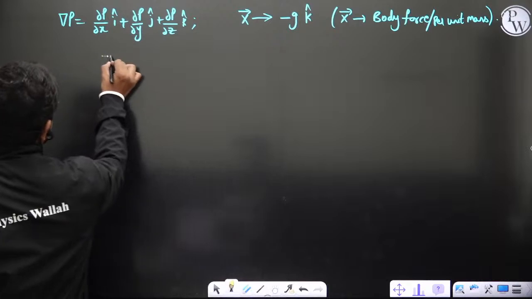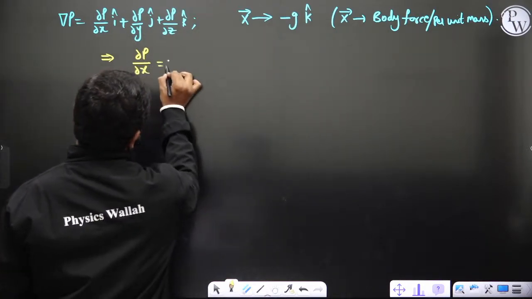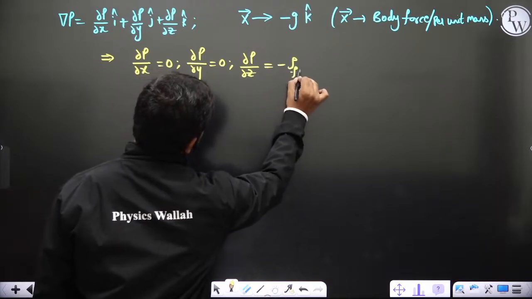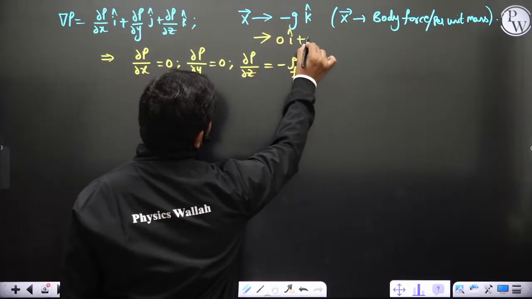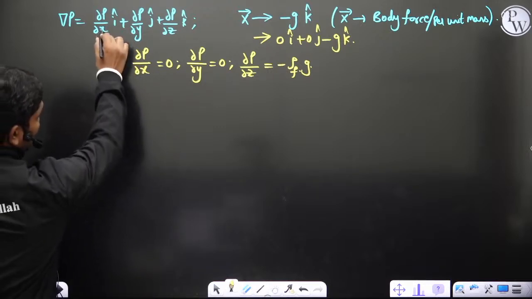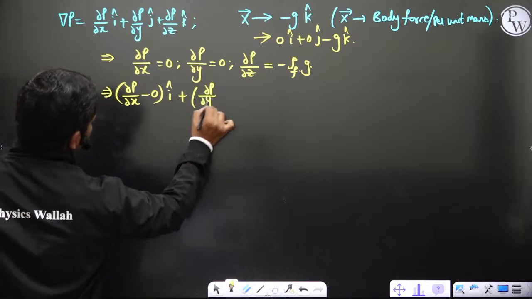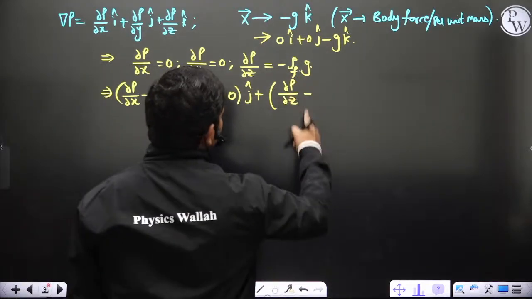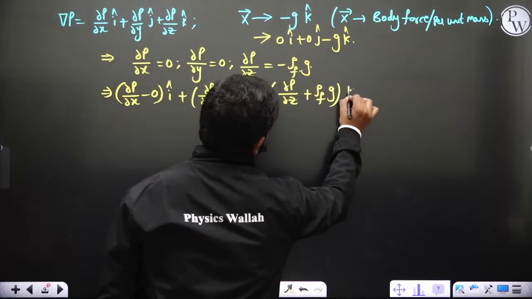So if that's the case, you know that dou p by dou x is 0, dou p by dou y is also 0, and dou p by dou z is equal to minus density of the fluid into gravity. So this is what we have. Can I segregate this equation as 0 i plus 0 j minus g k, for example: dou p by dou x minus 0 times i plus dou p by dou y minus 0 j plus dou p by dou z plus rho f into g, because minus of minus will become a plus here, times k cap is equal to 0.